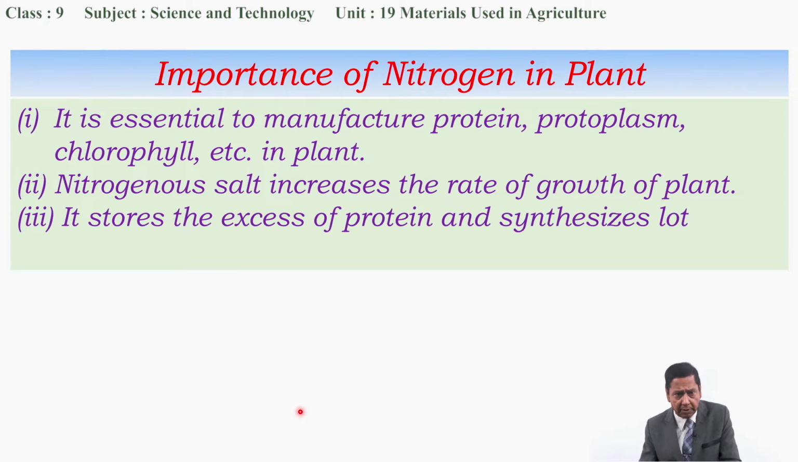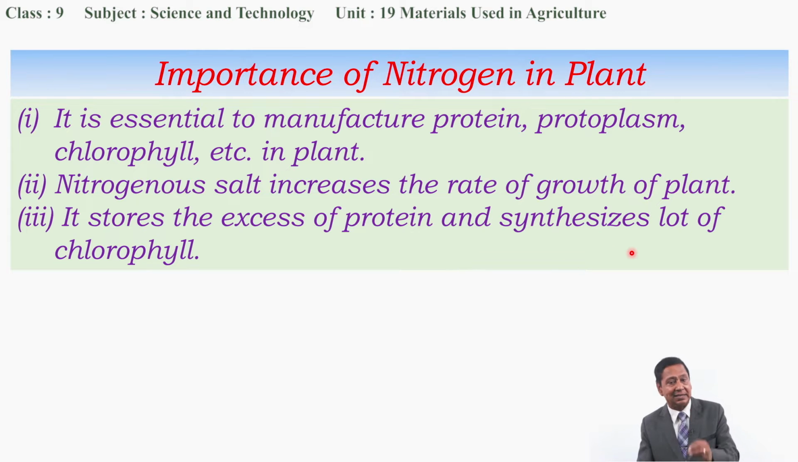Now third importance, it stores the excess of protein and synthesizes a lot of chlorophyll. Storage of protein and synthesis of chlorophyll is possible only because of the excess supply of nitrogen. Excess means the required amount of supply of nitrogen. This is the importance of nitrogen. But what happens? I mean to say, what effects are seen if there is deficiency of nitrogen in plant?